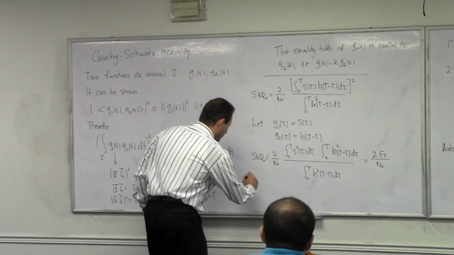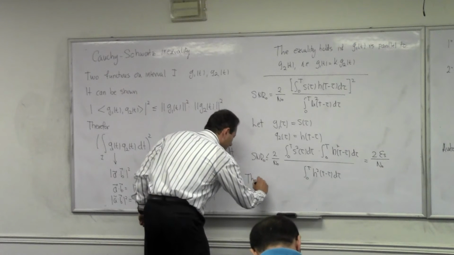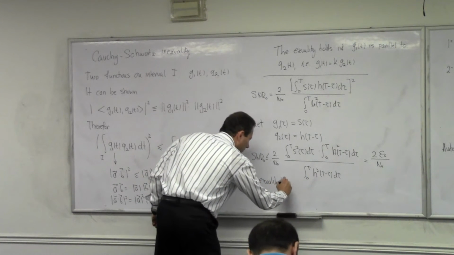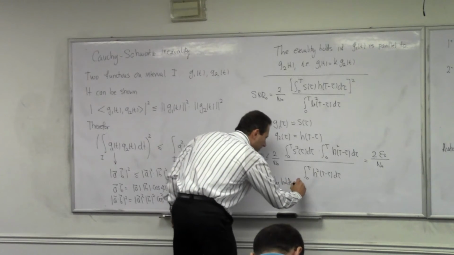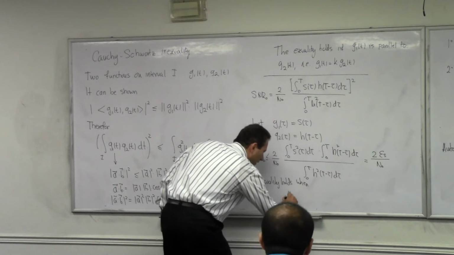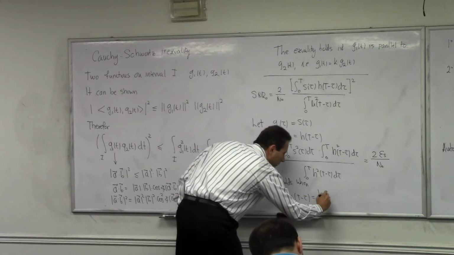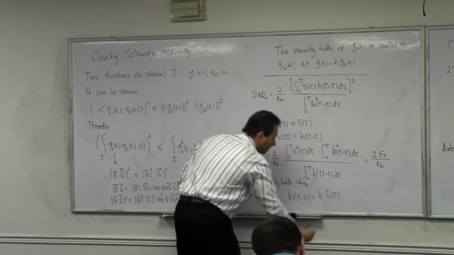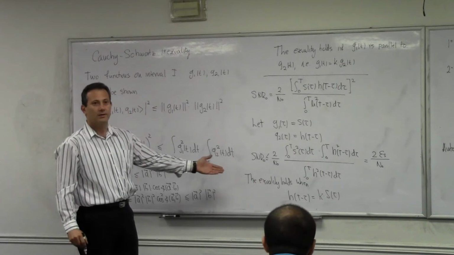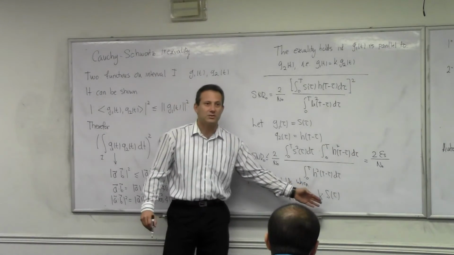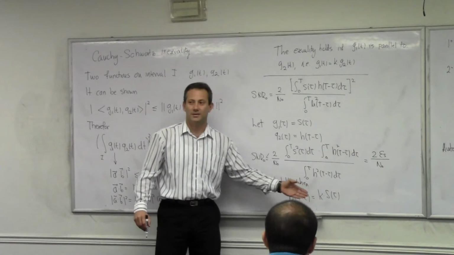So the equality holds when h of t minus tau is equal to k times s of tau. Well, what is this? It's when my filter is matched to my signal.